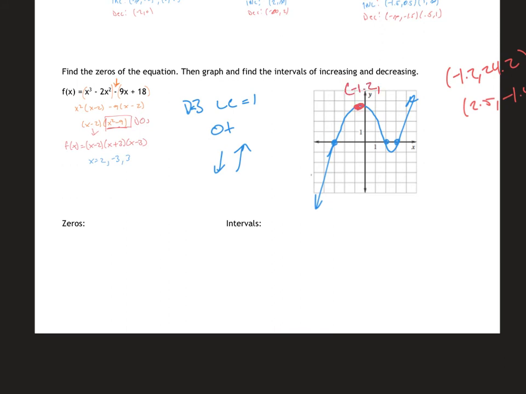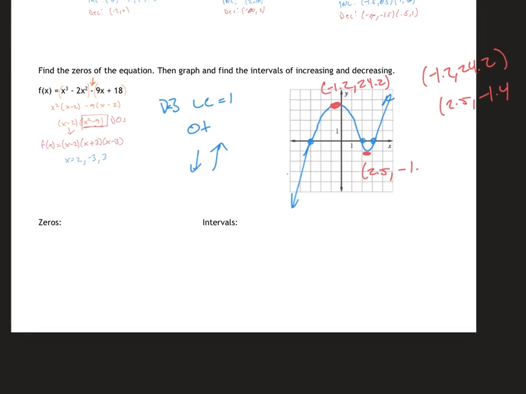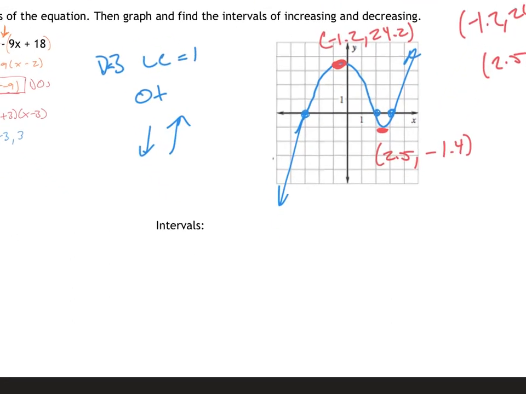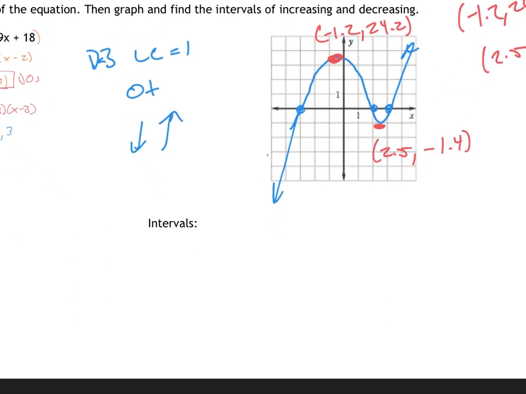But so it's negative 1.2 and 24.2 is where it turns up there. Down here it turns at 2.5 and negative 1.4. So that gives me a good accurate-ish graph. With this, if you're labeling it, that helps out. So that way we know what's going on. Now, my increasing and decreasing. So I'm going to do increasing in green, decreasing in orange. My purples here, I got negative 1.2 and 2.5, and I got positive infinity and negative infinity.